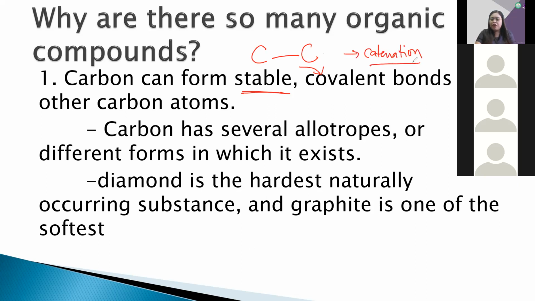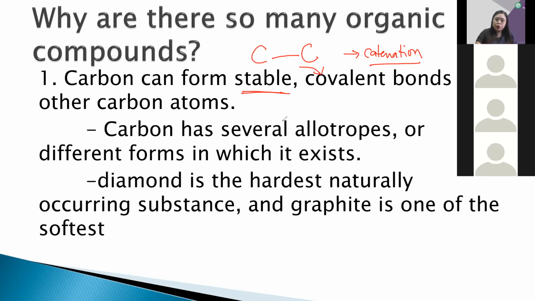If you hear the word catenation, it means it's the ability of carbon to form bonds with itself, meaning kaya niyang makipag-combine with another carbon. Hindi kapareha, class, ng mga metals natin like sodium. Sodium cannot really form a bond with another sodium. So unique si carbon kasi kaya niyang mag-form bonds with kapwa niya carbon. That is the reason why carbon has several allotropes.